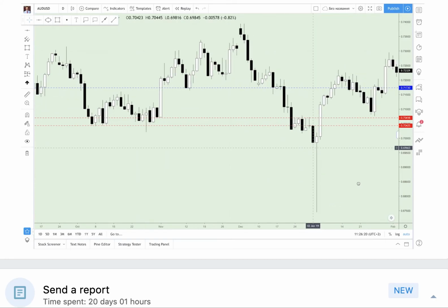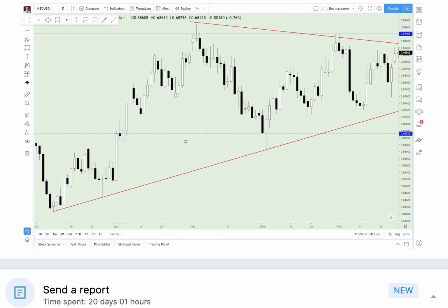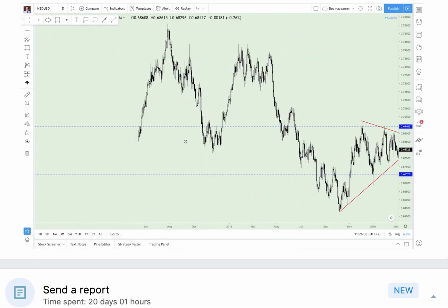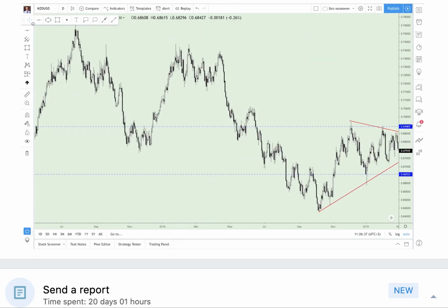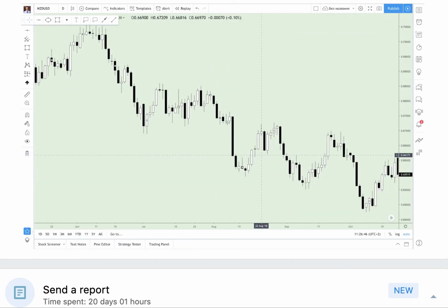Okay, let's take a look at another example. New Zealand dollar versus American dollar here. Let's clean all this math. Okay, friends. Take a look here. There was a powerful limit level. 1, 2, 3, 4 daily candles in a row. And take a look what happened when price just came here.